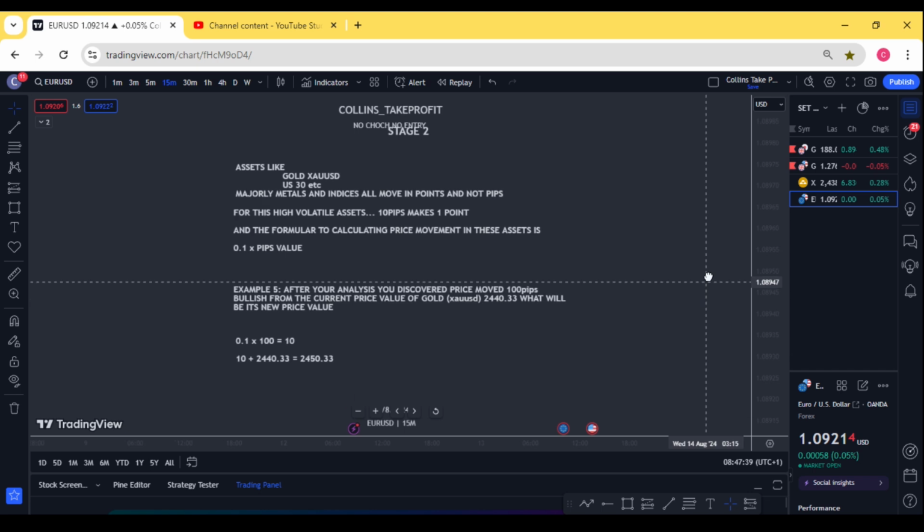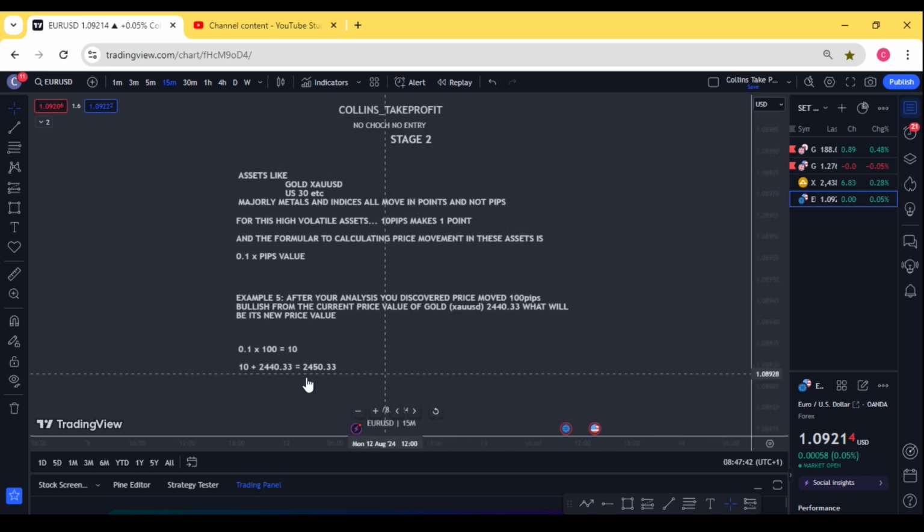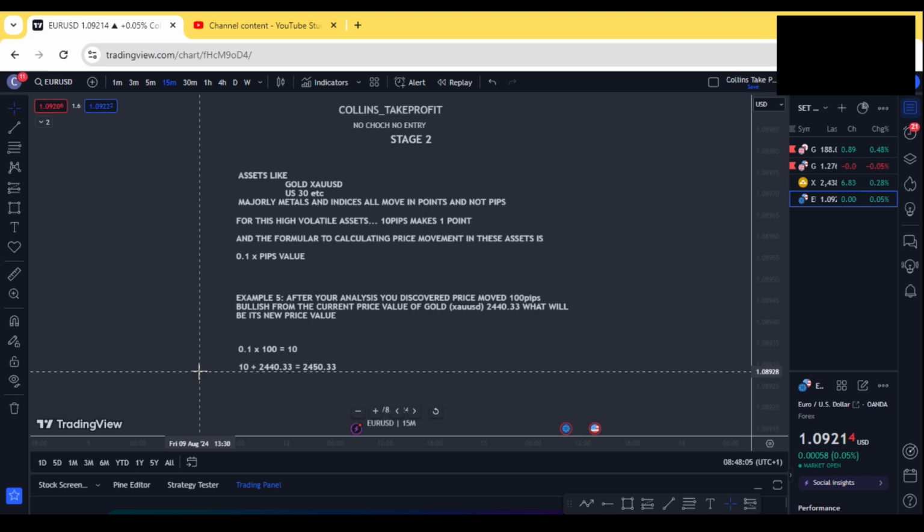Remember I said 1 point in gold makes 10 pips, and this just proved that all you need to do is do the maths, and it's as simple as ABCD. The same way you calculate your gold price value is the same way you calculate your US30 and your Nasdaq. I don't want this video to be too lengthy because it's already lengthy, so I'm not going to go through the US30 and the Nasdaq. But just know that the same way gold moves is the same way Nasdaq and US30 move. They move in points, and 1 point makes 10 pips. So you just do this maths and you get your price value.